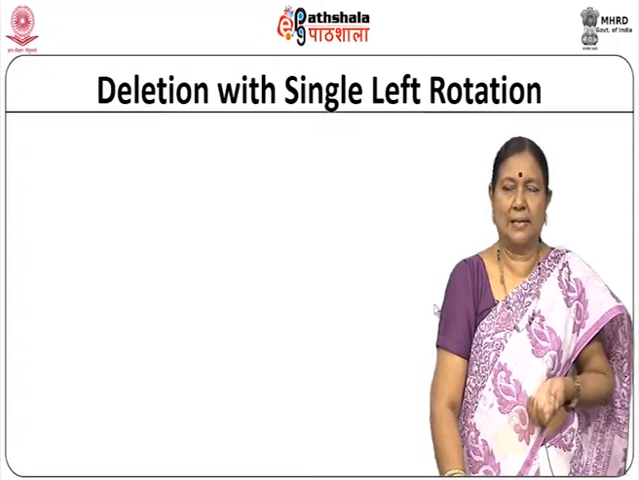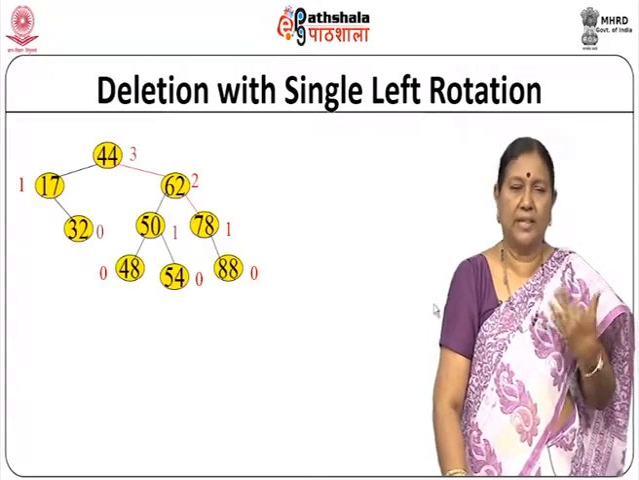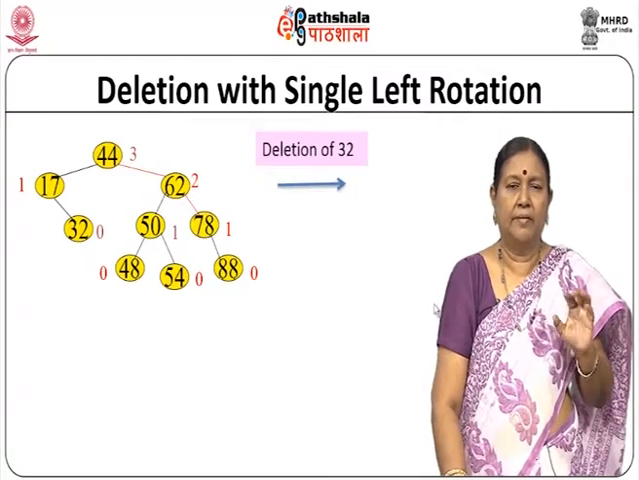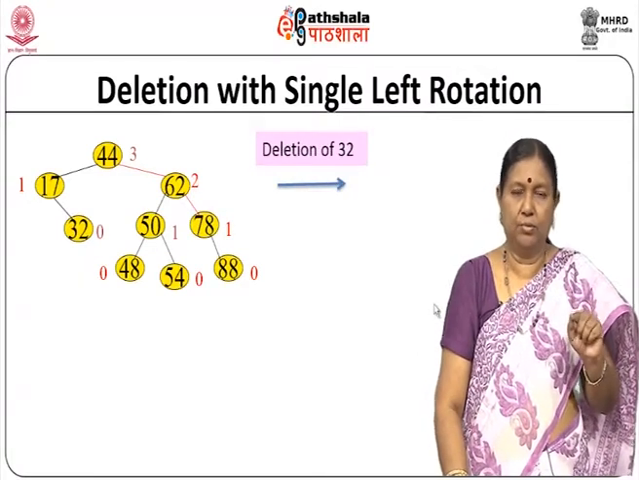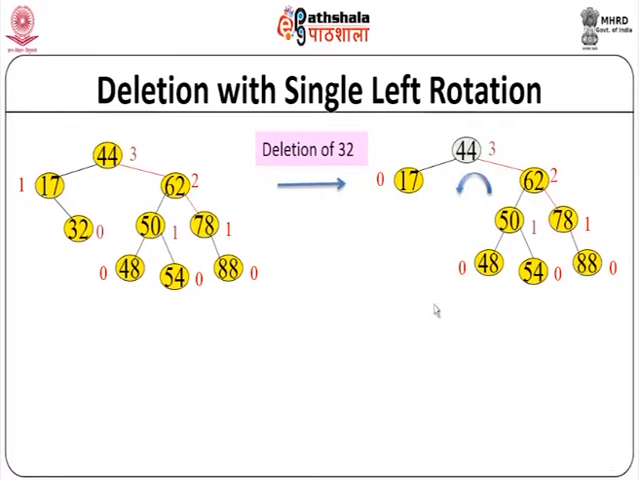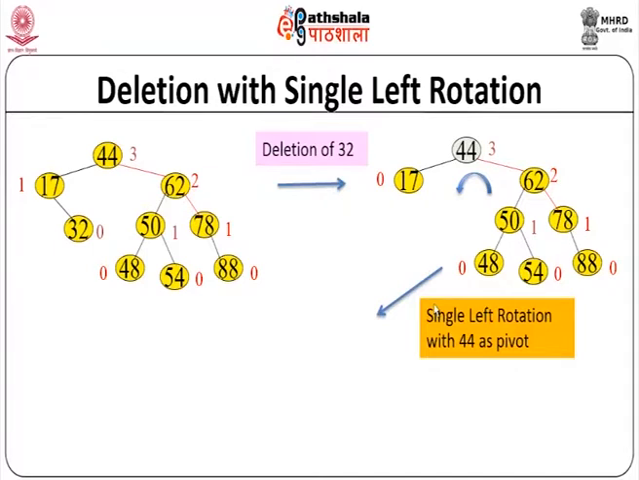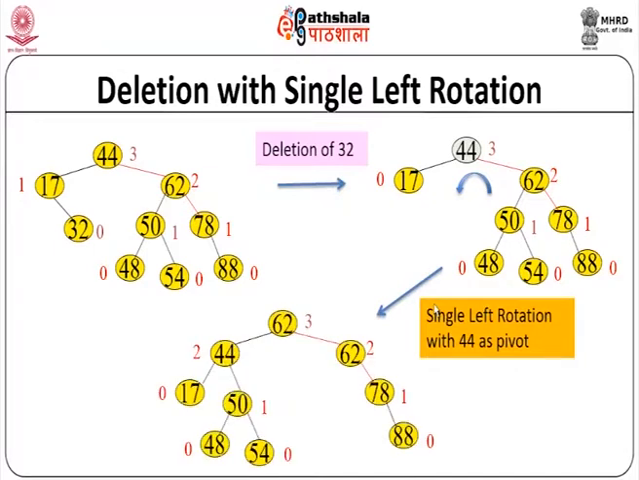Now, let us look at an example of single left rotation. There we saw right. So, here we have a tree, we want to delete 32. Now, when we delete 32, there is an imbalance at 44. So, what happens? We do a left rotation, with 44 as the pivot, and this 62 comes there and 44 comes down. The whole tree has changed, but still it is only a single rotation. So, this is single left rotation.